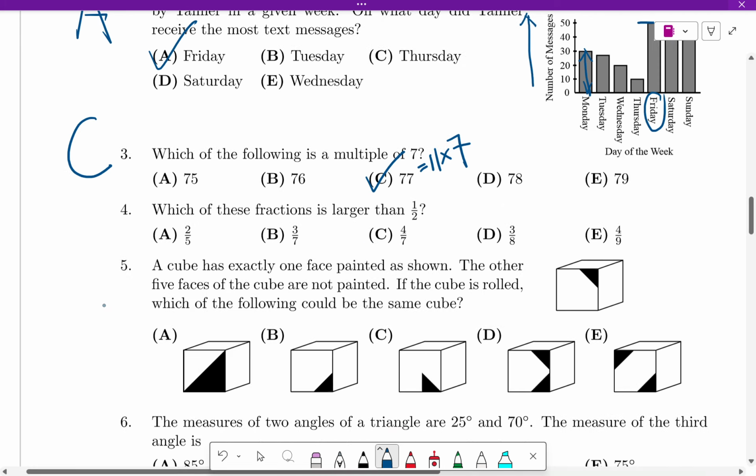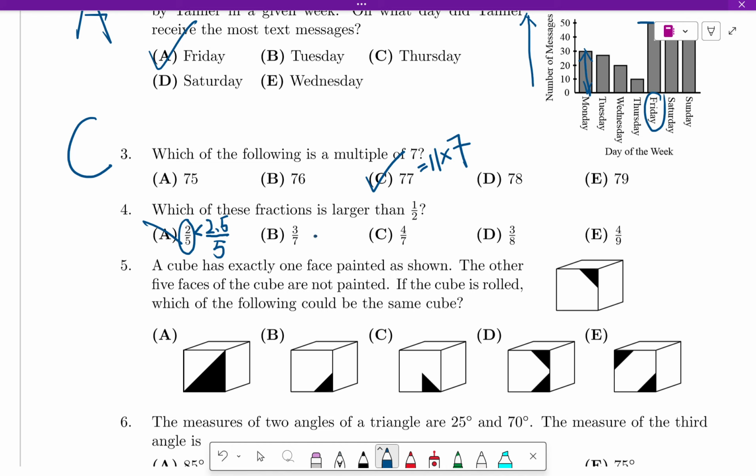Question 4. Which of these fractions is larger than 1/2? To do this question, we can simply rewrite each option as an equivalent fraction that is equal to 1/2. A fraction's numerator needs to be 2.5 if it wants to be equal to 1/2 when its denominator is 5. And we can see that since 2 is less than 2.5, the fraction 2 over 5 is less than 2.5 over 5, which means 2 over 5 is less than 1/2.